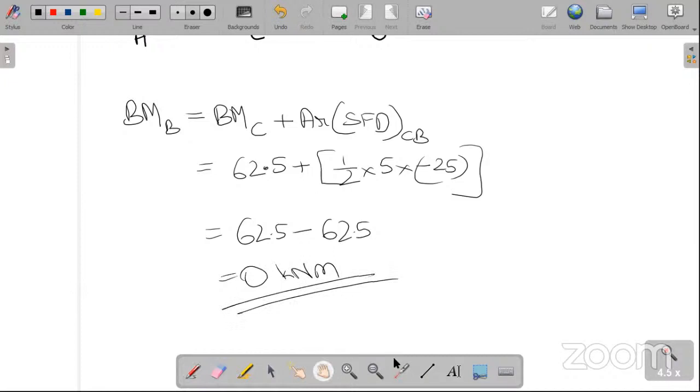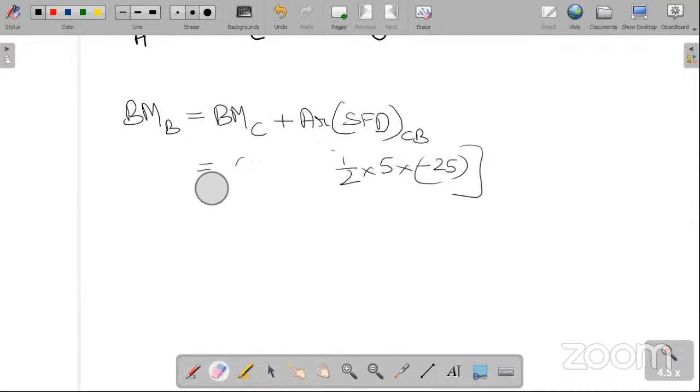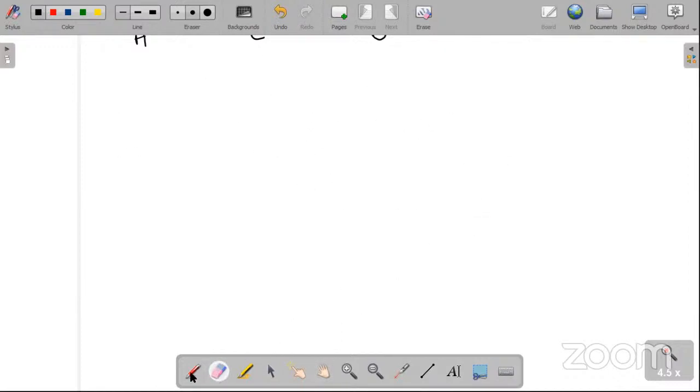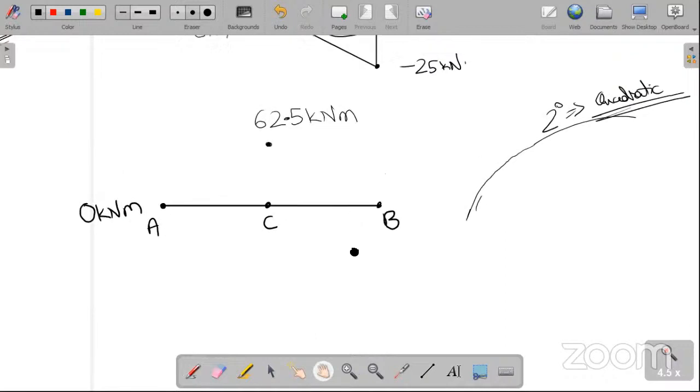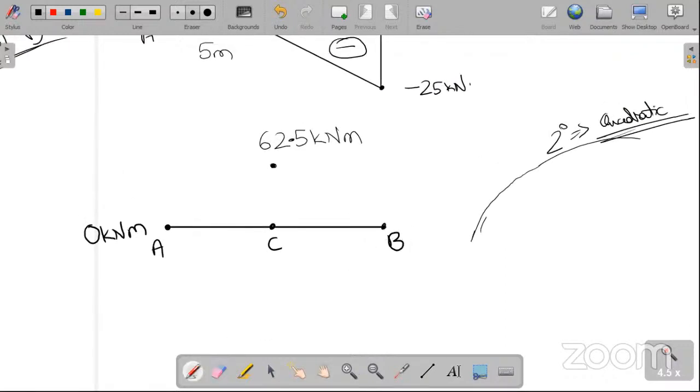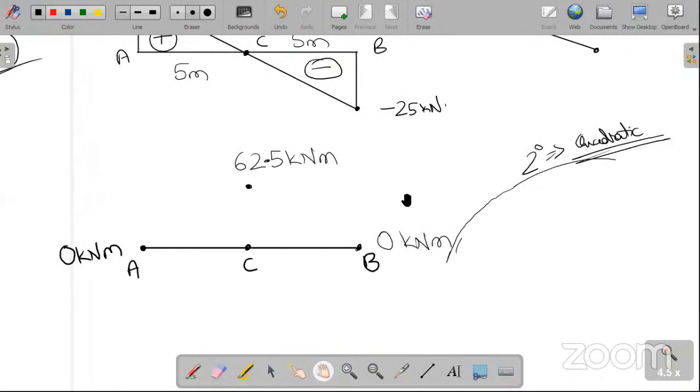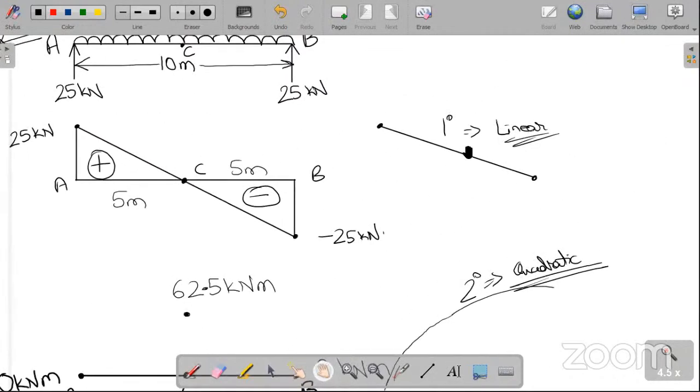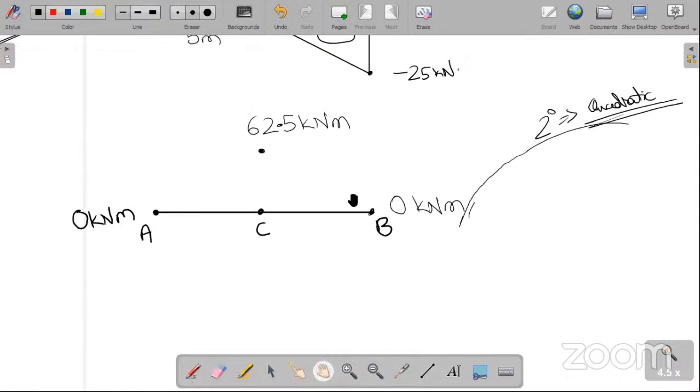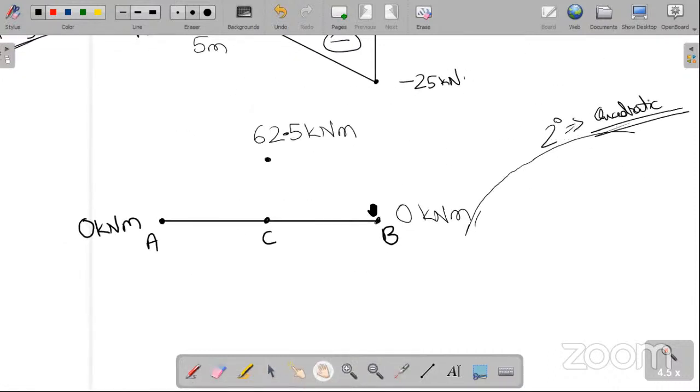So that's the bending moment at B. At B, the bending moment is 0. And even if you don't use this whole calculation, you also know that at B the support is a roller, and for roller support the bending moment is 0. You can see the curve of the shear force diagram was linear, which is 1 degree. For the bending moment diagram, it is 2 degree, which is quadratic.